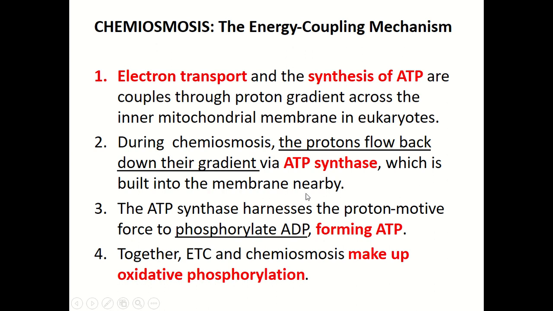the membrane nearby. So this ATP synthase, embedded in the inner mitochondrial membrane, harnesses the proton motive force to phosphorylate ADP, thus forming ATP. Together, the electron transport chain and chemiosmosis with ATP synthesis make up oxidative phosphorylation, which produces a lot of ATP.